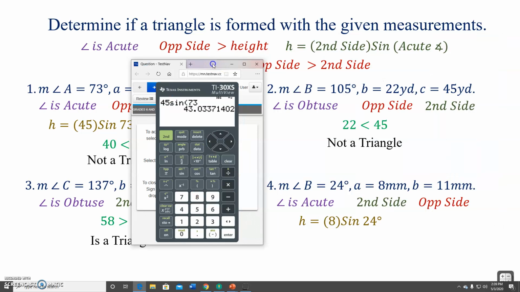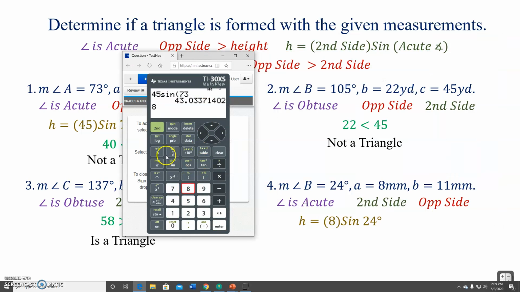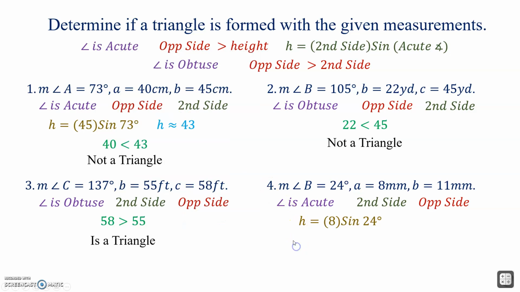So let's simply put this into the calculator: 8 sine 24. We get a height of a little bit more than 3, so the height is about 3. Well, the opposite side was 11. Because it's bigger than 3, it is a triangle.